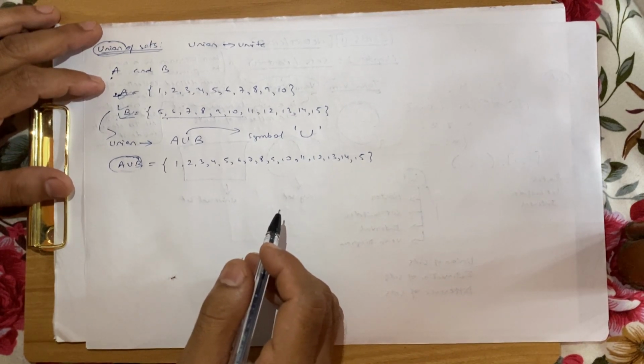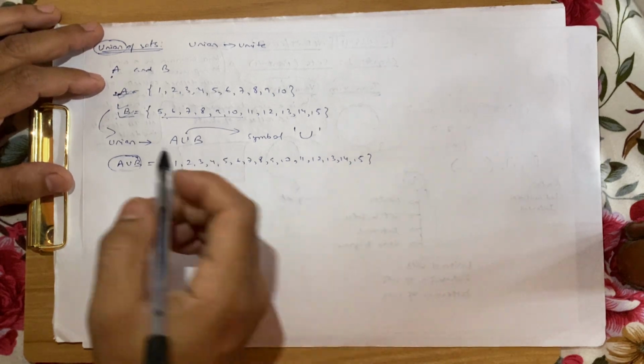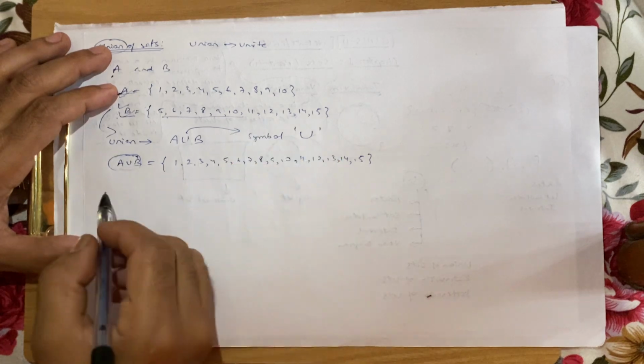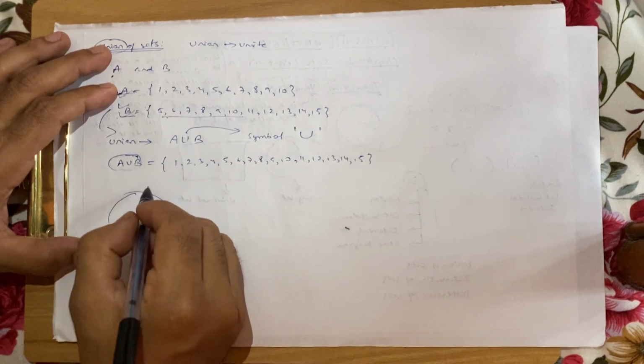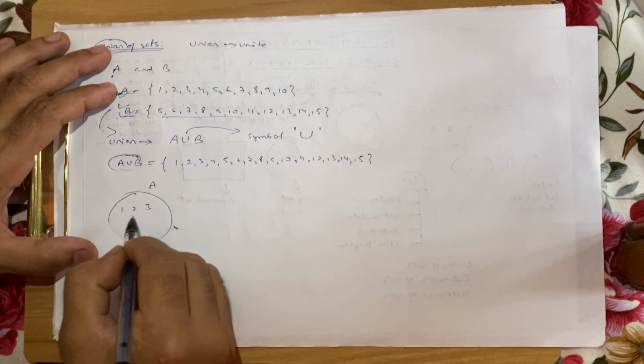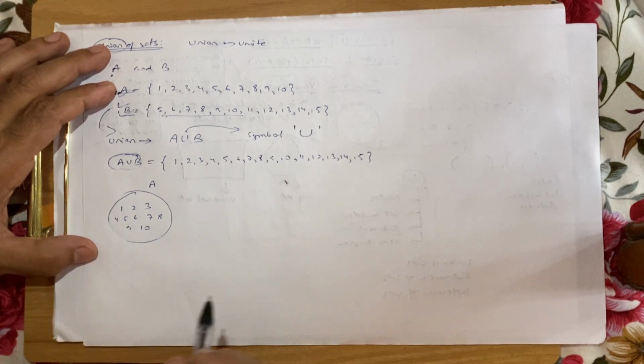Now let's try to think in terms of Venn diagrams. This is very interesting. Let's first try to draw the Venn diagram for the set A. I'll draw a circle, I'll name it as A, and I have the elements inside it: 1, 2, 3, 4, 5, 6, 7, 8, 9, and 10. So this is the set A.